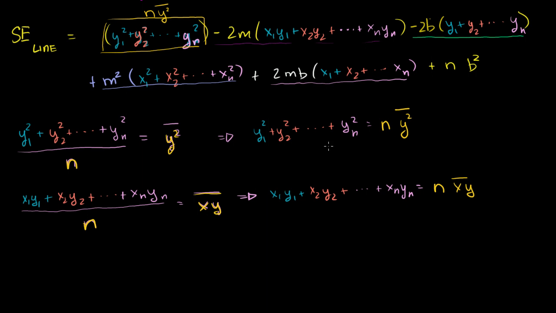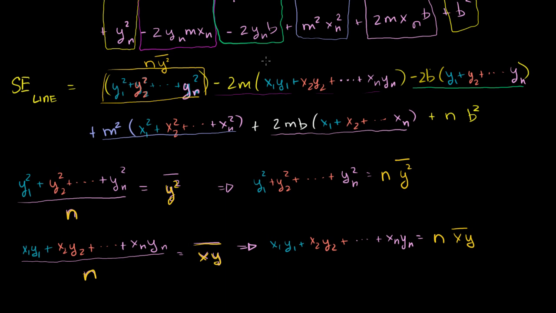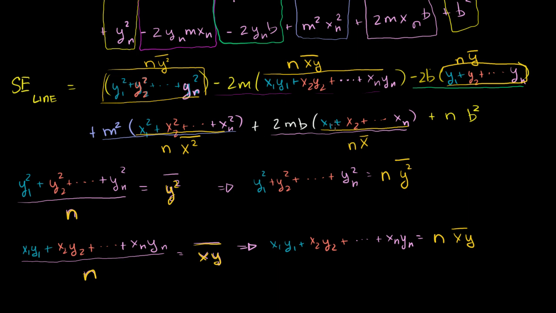And I think you see where this is going. This term right here is going to be equal to n times the mean of the products of x, y. This term right here is n times the mean of the y values. And then this term right here is n times the mean of the x squared values. This term right here is the mean of the x's times n. If you divided this by n, you'd get the mean. Since we're not dividing it by n, this is the mean times n. And then this, obviously, we don't have to simplify anything.